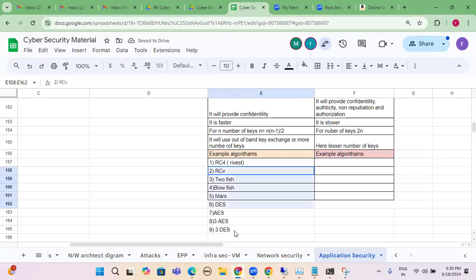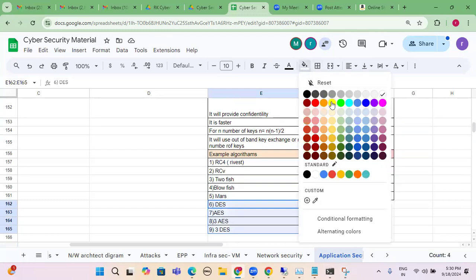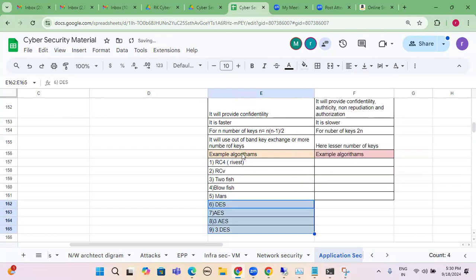If you want to use the symmetric side, which one is very popular? We have to use the last 4. We should not use weak algorithms like RC4, RC5. As I said, there are more than 50 algorithms available. So these are a couple of examples.